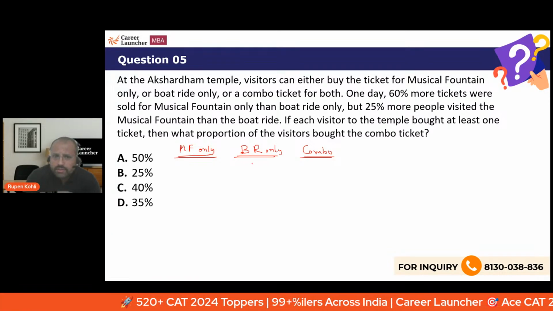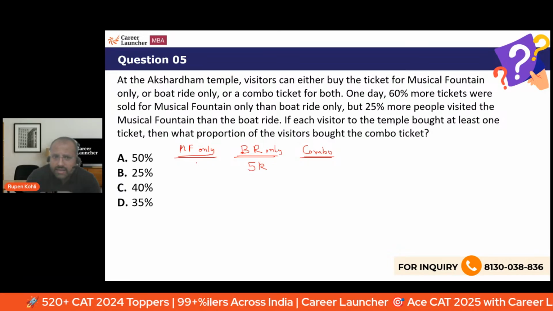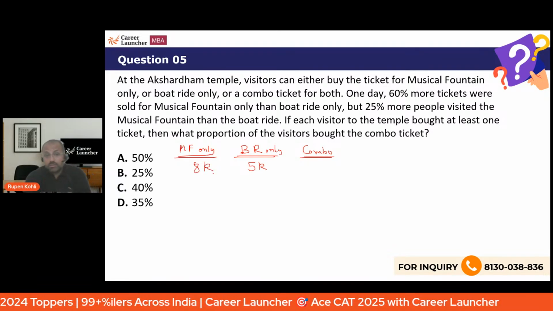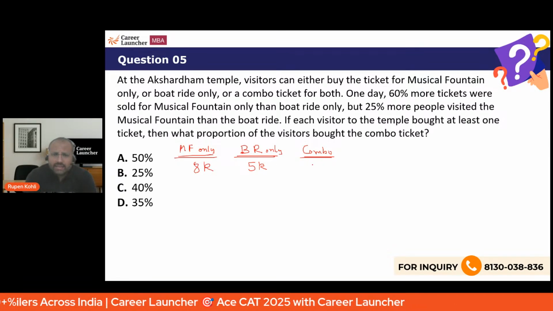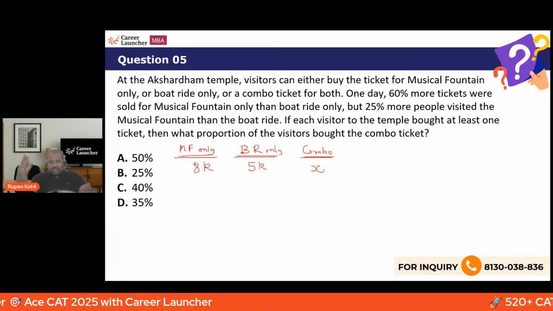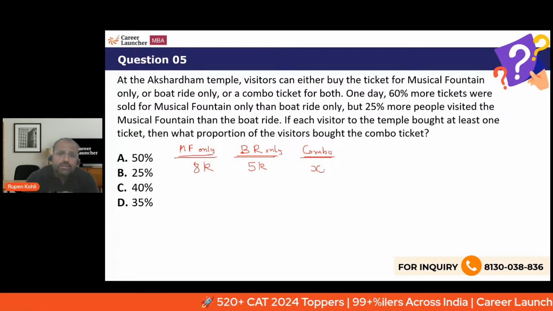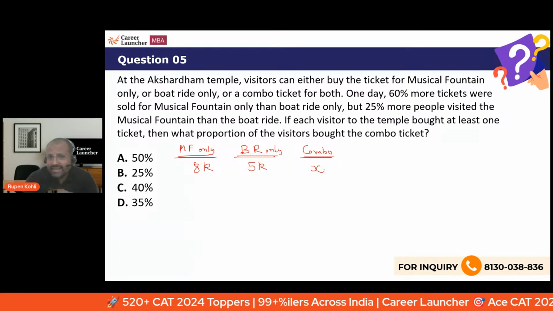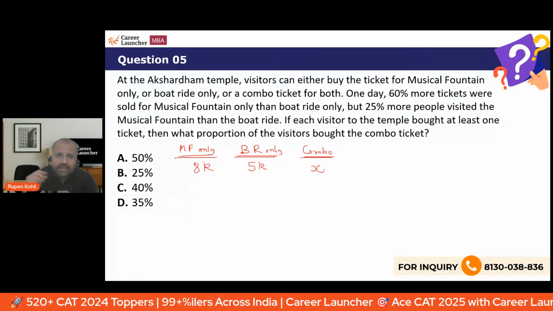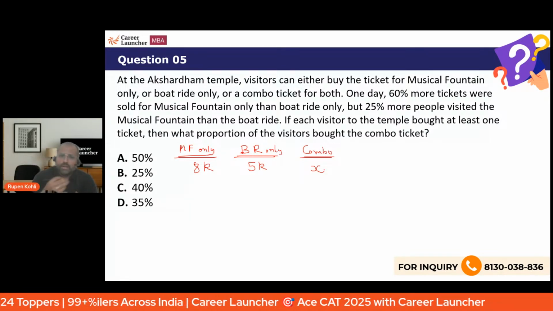So if this is 5k, then this is 8k, the number of ticket buyers of these categories. Let's say that the combo ticket buyers is some other parameter x, right? And then further from the second part of the sentence, the 25% condition, we should be able to relate x and k now, right? And I think that will finish the problem for us.